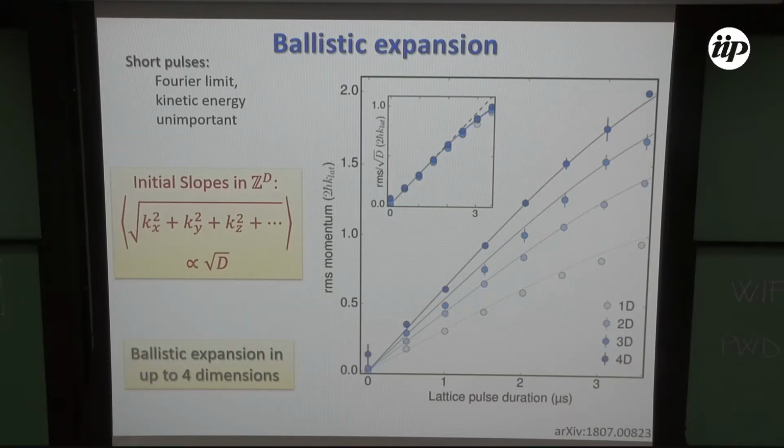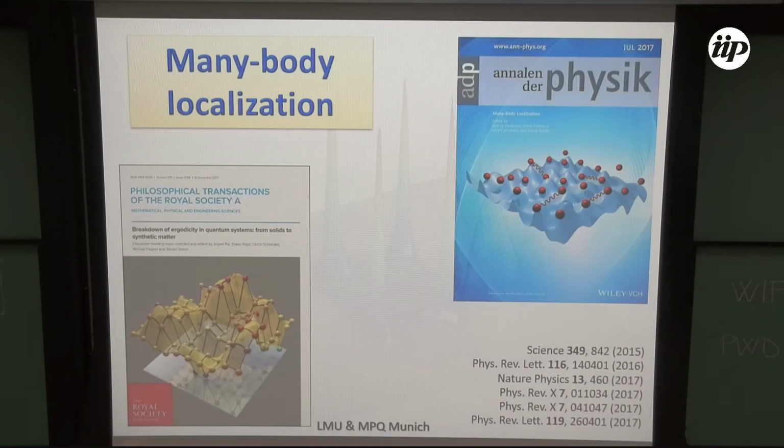Okay, let me, for the last 50 minutes or so, switch gears completely and talk about localization. Many-body localization is, of course, something that we have done a lot of work on over the last couple of years. And I guess you're all familiar with the main concept, the idea that if you have a disordered potential, things become localized, and they can stay localized even in the presence of interactions. And it's a very interesting system because thermodynamics starts to break down.